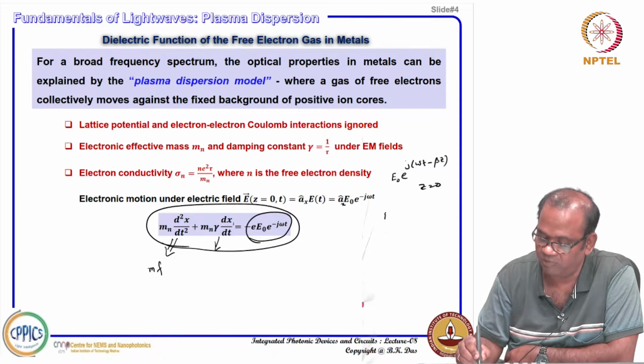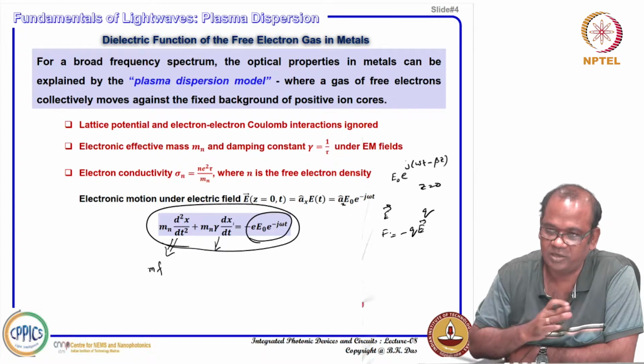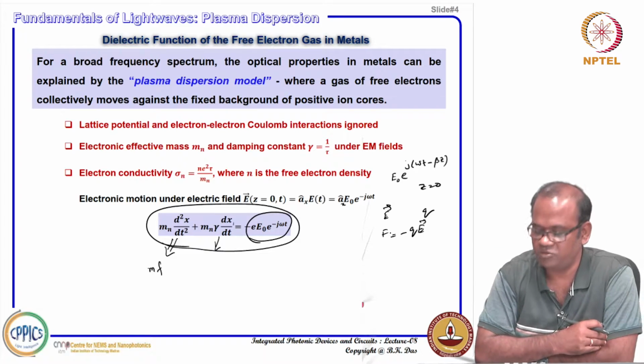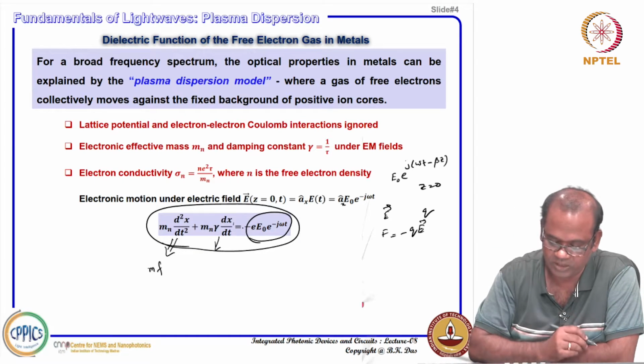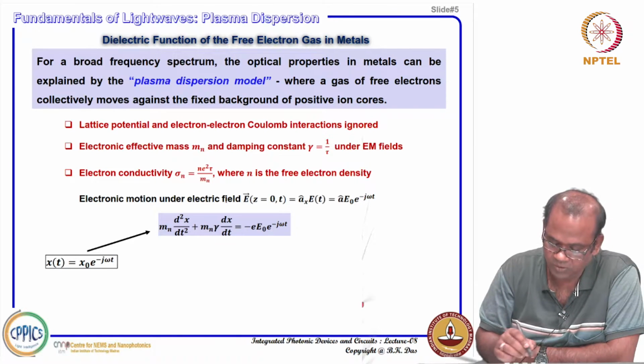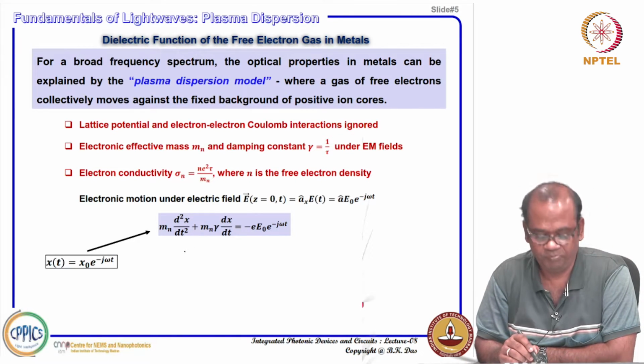That means, if you have an electric field on a charge q, then the force is equal to q times E, and normally if it is an electron, it is in the negative direction. If the electric field is in the positive direction, the electron will tend to move in the opposite direction, so an opposite force will be there. That is why the negative sign is there. Alright. Now, what would be the solution of this equation?